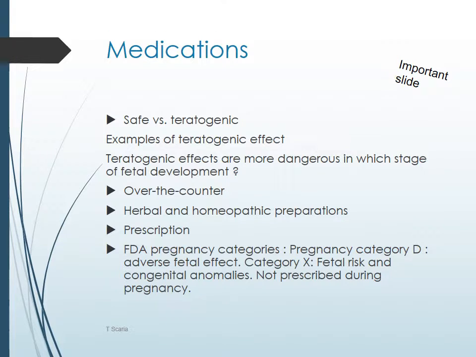The FDA pregnancy categories: the pregnancy category D can cause adverse fetal effect, and category X can cause fetal risk and congenital anomalies. So these 2 categories are not prescribed during pregnancy. And teratogenic effects are also discussed during your module discussion 1.